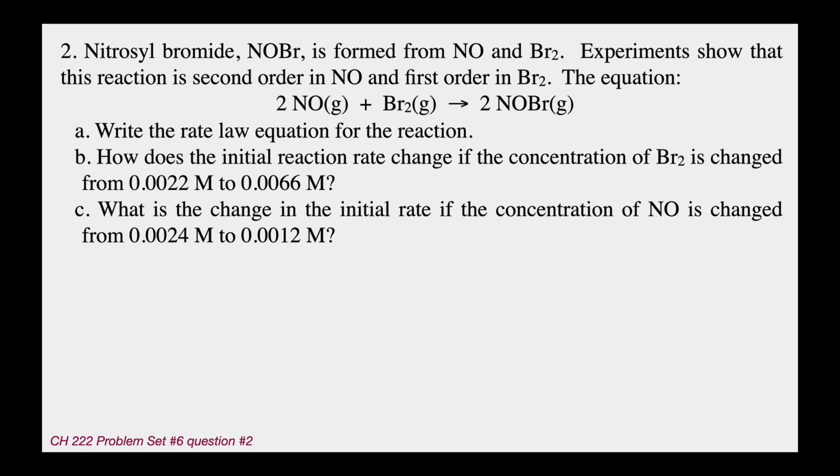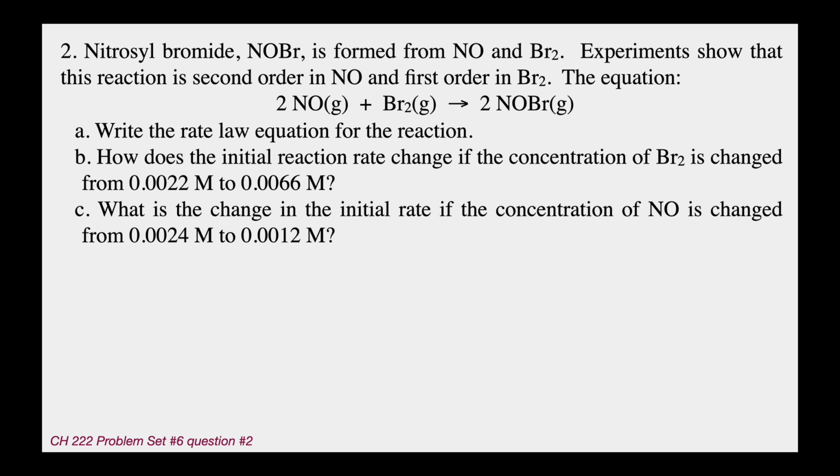Nitrosyl bromide, NOBr, is formed from NO and Br2. Experiment shows that this reaction is second order in NO and first order in bromine. The equation is given right there. Then it says write the rate law equation for this reaction. Then it says how does the initial rate change if the concentration of bromine goes from 0.0022 to 0.0066. And then part C, what's the change in the initial rate if the concentration of NO is changed from 0.0024 to 0.0012. All right, no problem.